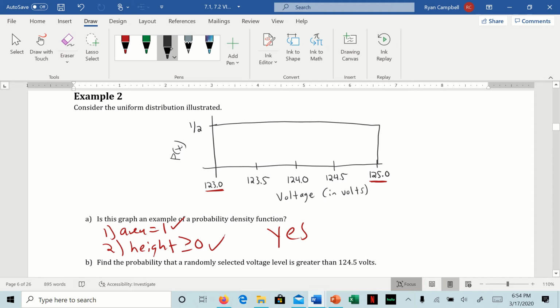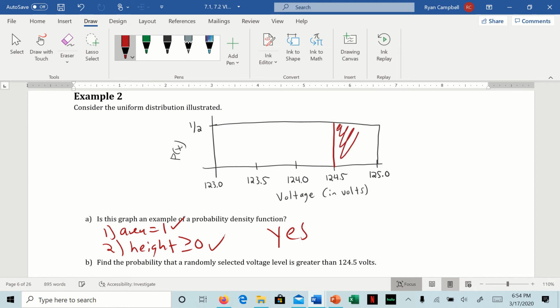So let's erase all this for a second. Where's 124.5 on this graph? We see that it's here. And basically, do we want everything to the left of it or to the right of it? Well, it says greater than, so we want everything to the right of it. So we can just shade in all of this. So this is the area.